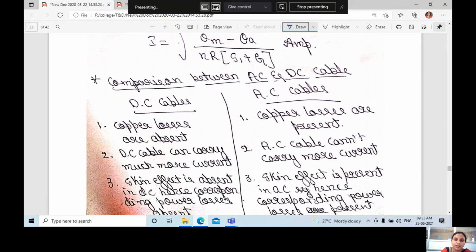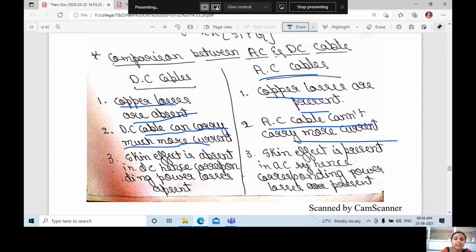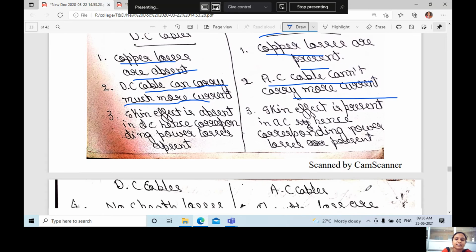Comparison between AC and DC cables. In DC, copper losses are absent. In AC cables, copper losses are present. A DC cable can carry much more current, while an AC cable cannot carry as much current. Skin effect is absent in DC, hence the corresponding power loss is absent. But in AC, skin effect is present, hence the corresponding power loss is also present.